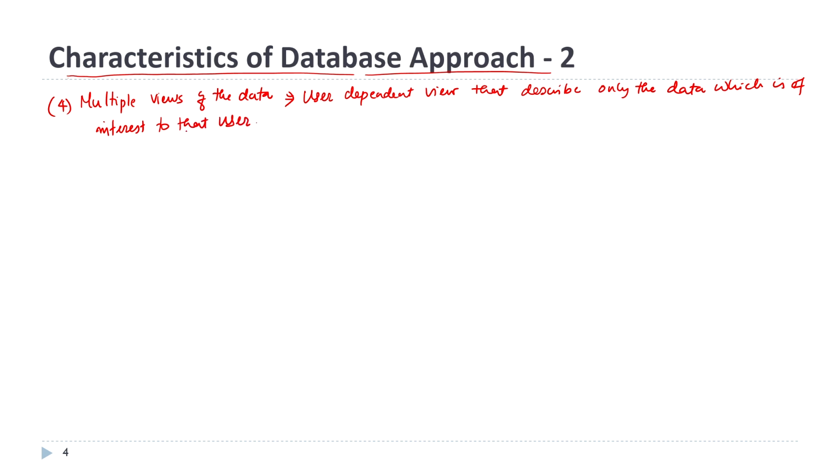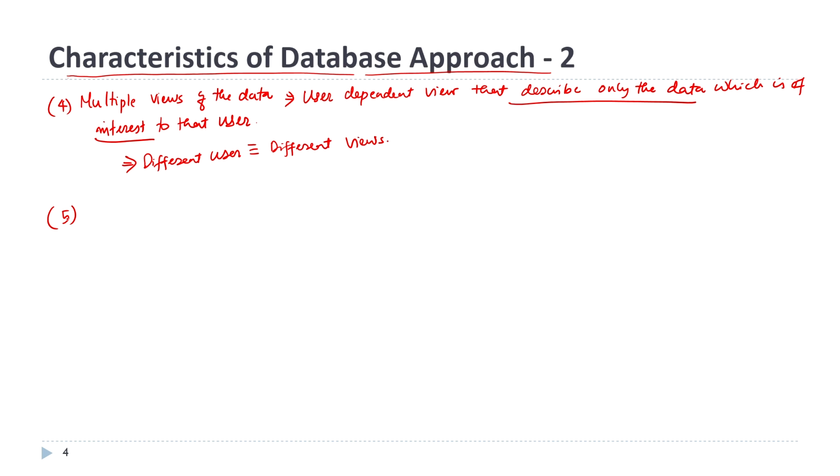Critical is whatever the user wants, whatever is of interest or importance to that user, only describe and display that data. Which implies that different users translate to different views. Okay. So, the fourth part is support for multiple views of the data.